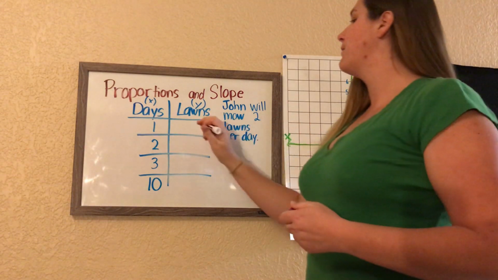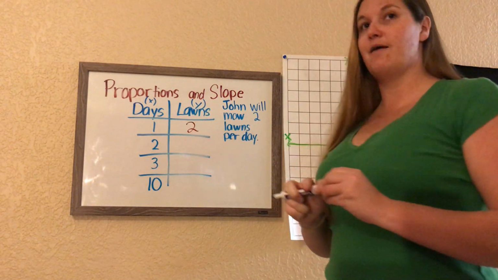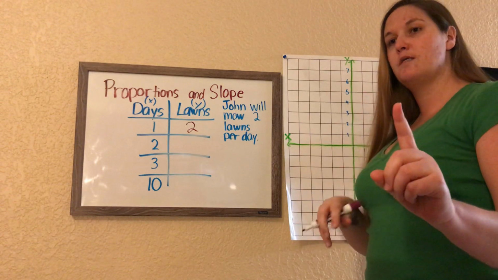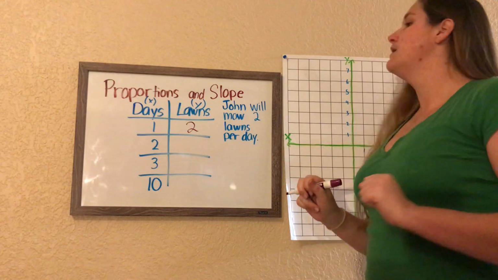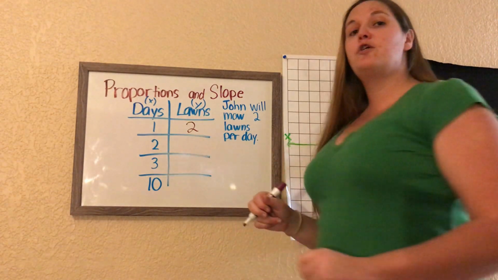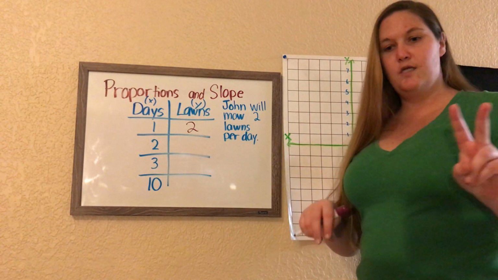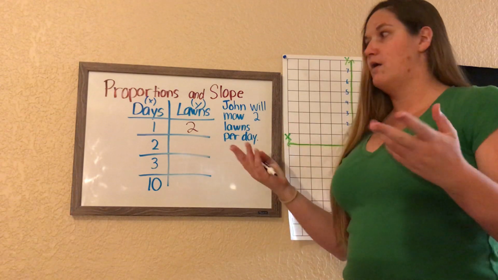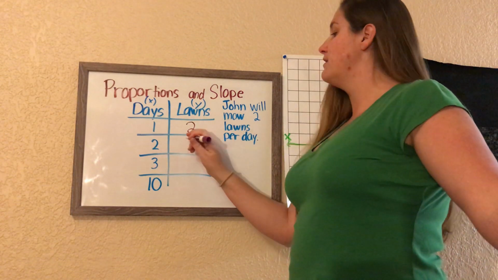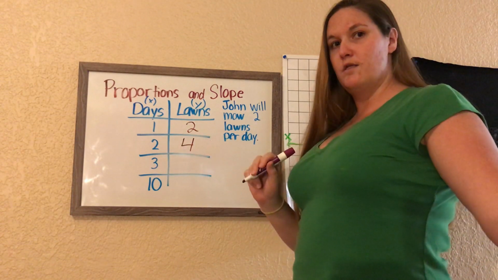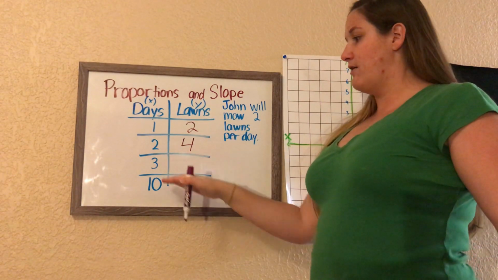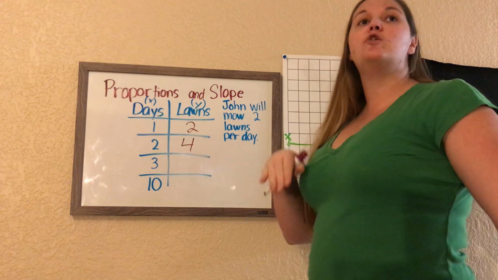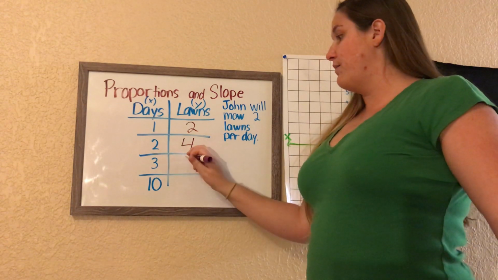2. Because every one day that he works, he can get 2 people's houses done. All right? If he works for 2 days, that's 2 lawns plus another 2 lawns, or 2 times 2 gives us 4 lawns that he's done in 2 days. This process is going to continue. So in 3 days, I could do another 2 lawns, which would give me 6.